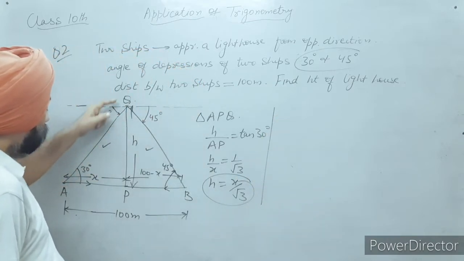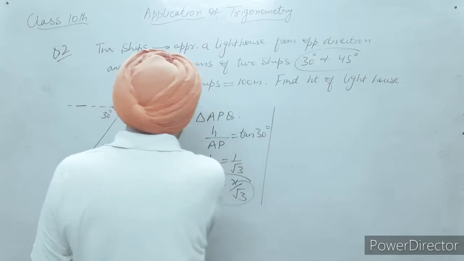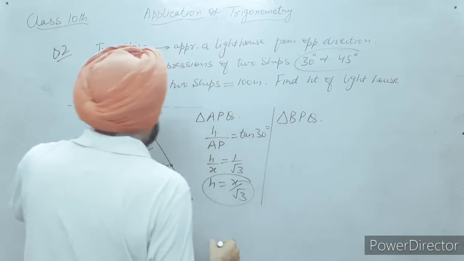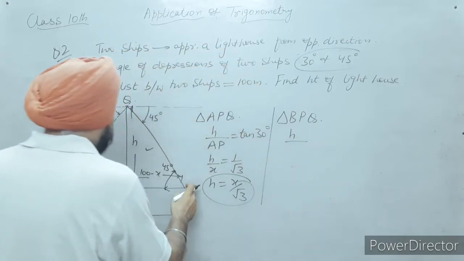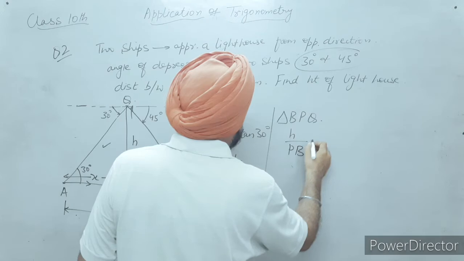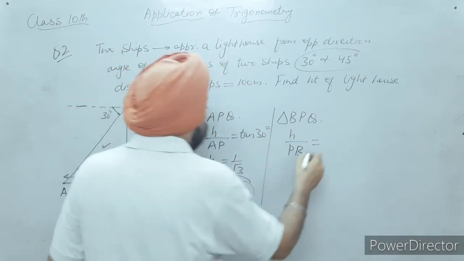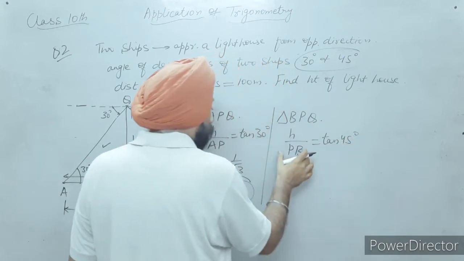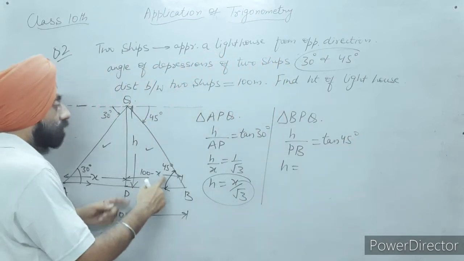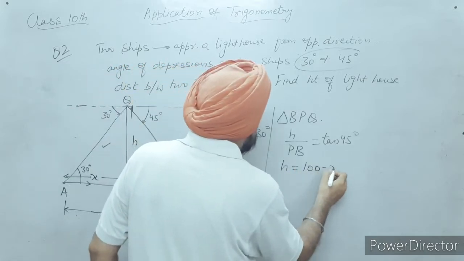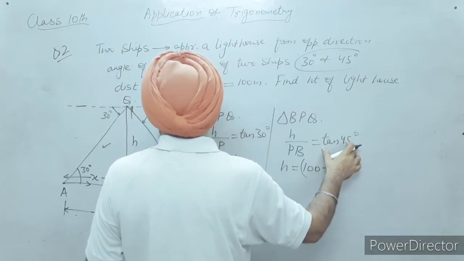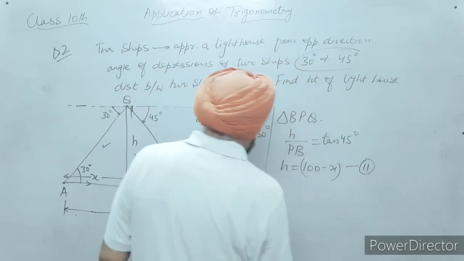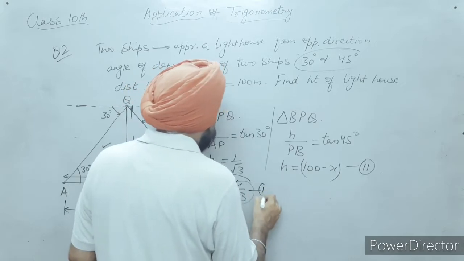Second is triangle BPQ. Perpendicular upon the base is tan of 45 degrees. Or h equals PB. PB is what? 100 minus x, multiplied by tan of 45. Tan 45 is 1. Now, this is your second equation. This is your first equation.